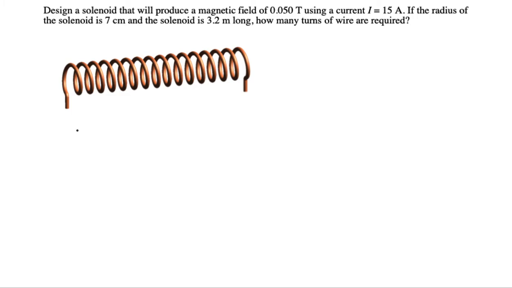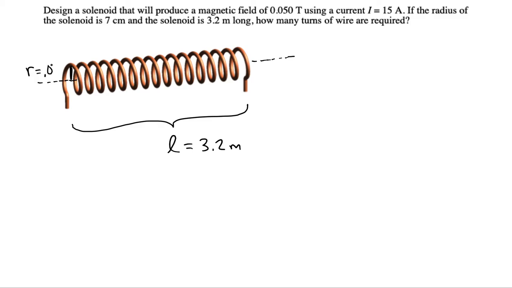So when they say it's 3.2 meters long, they mean this distance. That would be the length of the solenoid. So that's 3.2 meters. The radius is going to be the distance from that central axis to the coil itself. So that's R. That's 0.07 meters.